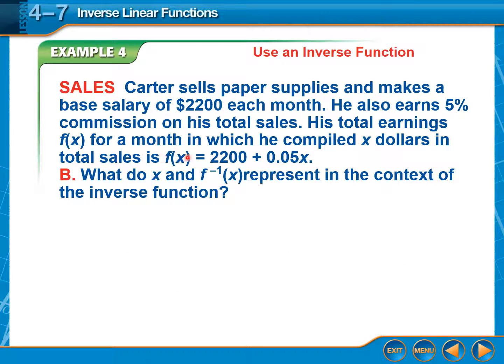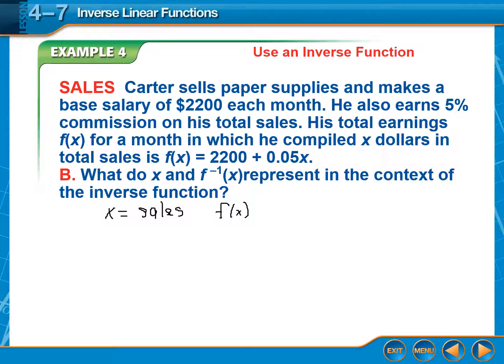All right, same problem. Now we're on part B. What do x and the inverse of x represent? Okay. Well, if you look back at the original equation, originally x was equal to Carter's total sales for the month. Right? So x was sales. And f of x was how much money he made based on those sales. Right? So that was his earnings.